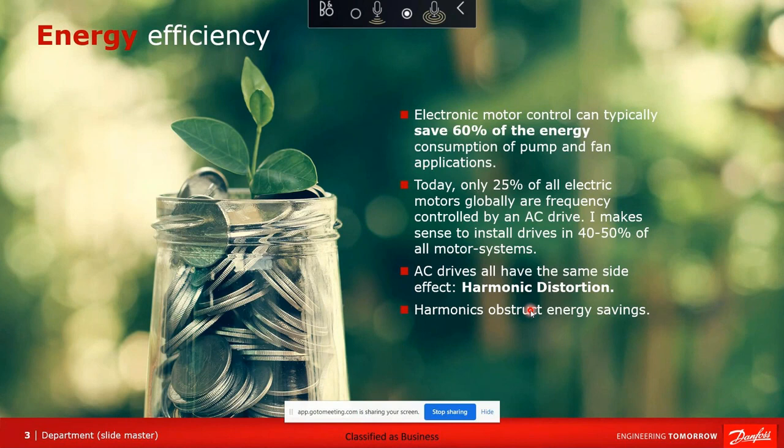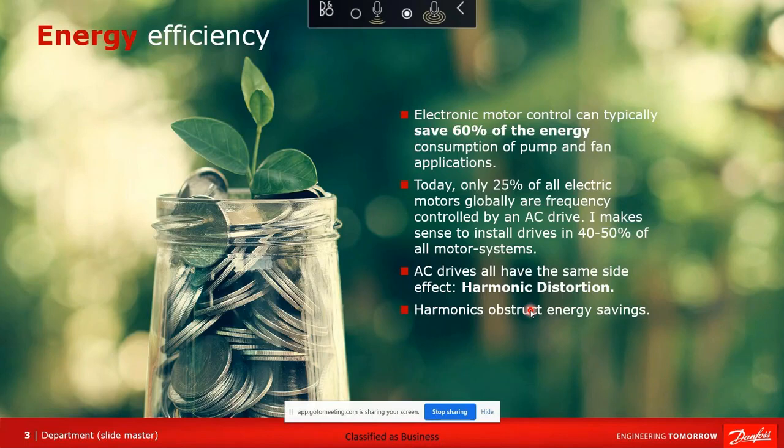And what we've discovered in the water market is 80% of the electric motors that ship into the water market do not have a drive on them, meaning 20% would. You can see here 25% of the electric motors globally are controlled by a drive. So there's a huge opportunity for me as a sales guy to get some big wins, but even bigger, the opportunities for energy savings. And I'll very briefly touch on the energy savings.